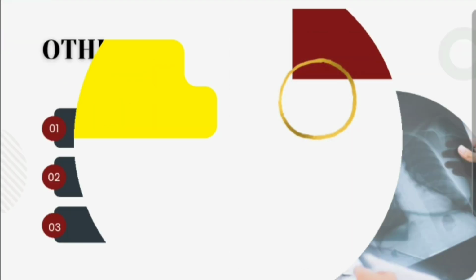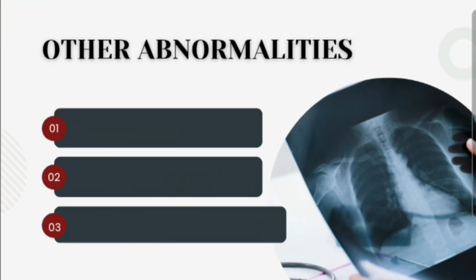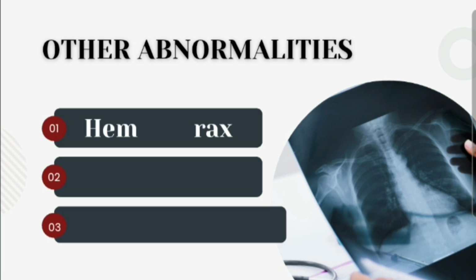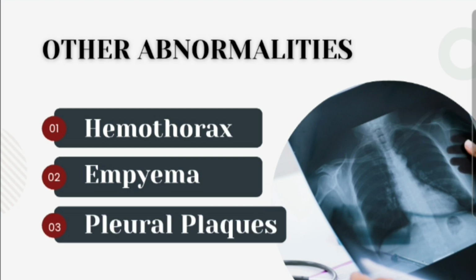There are other lung abnormalities as well, like for example, hemothorax, which is collection of blood in the pleural space. Empyema is collection of pus in the pleural cavity. Another abnormality which can be there in the pleura is pleural plaques, which is often mistaken for malignancy. It is secondary to asbestos exposure and generally requires no treatment.